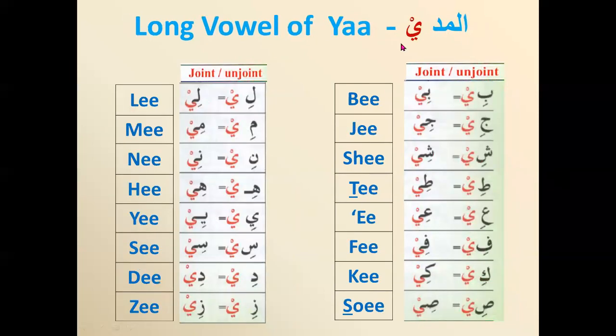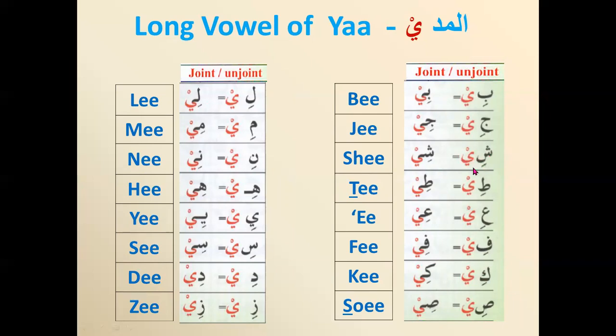Now, mad bil ya. The long vowel of the E sound. So if the ba kasra plus ya sukun equals bee, it has a long vowel sound. If it is only kasra, we say bi, but now the mad bil ya is added to it, so we're going to say it bee. Then jim kasra ya sukun, jee.